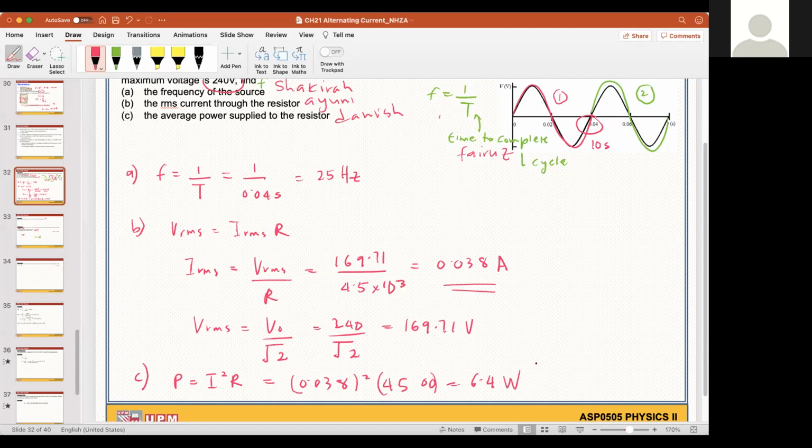Okay, 6.4 watt. Okay, Danish nak tanya. Kita nak cakap pasal average power. So kat sini awak kasih saya regular power, power yang biasa saja. Macam mana saya nak tukar ni jadi average power? Okay, ni average.